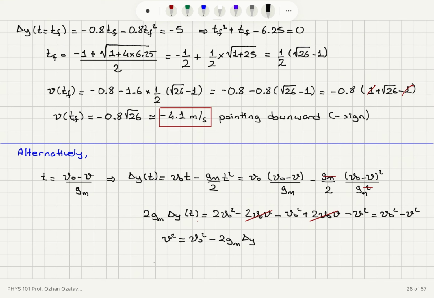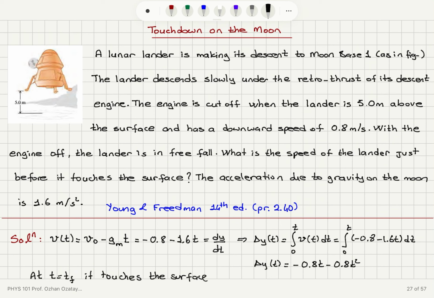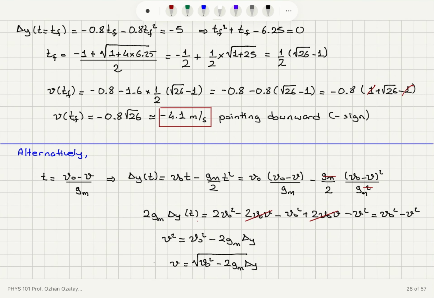Okay, so I take v squared to the left hand side and this one to the right hand side. And with that, the speed is going to be given by the square root of v0 squared minus 2gm delta y. And for the final velocity, you have to be careful because it's coming down, so the velocity vector will be pointing downward. Anyway, the question was, what is the final speed? The speed just before it touches the surface.